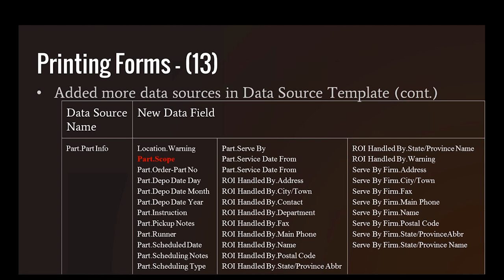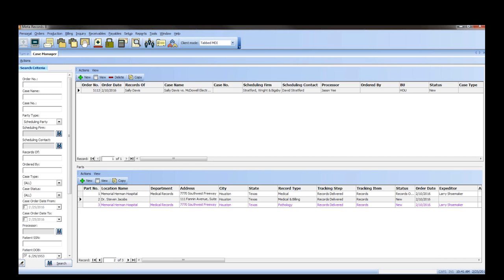Okay, so we're going to stop right here on this particular form because this is talking about the data source template. In particular, the one field you see in there that is listed in red, the part.scope. We've added the ability to add the scope to the data source template function. Now, adding the scope to the data source template does come with one hurdle. So let's switch over to MR8, and I'll show you what I'm talking about.